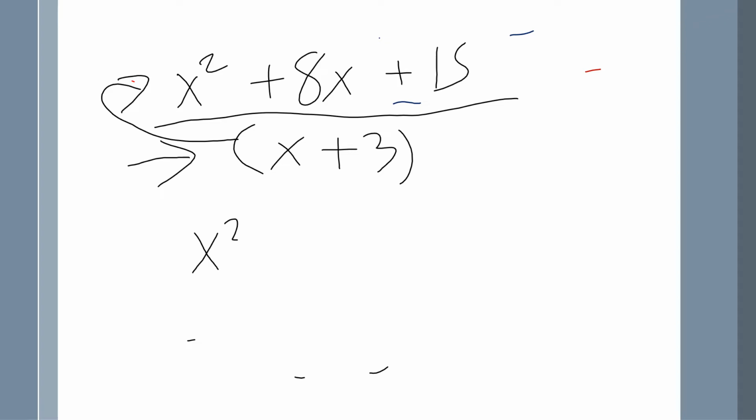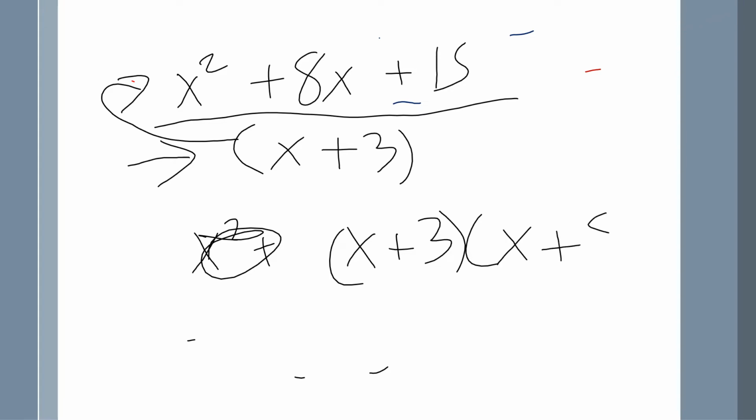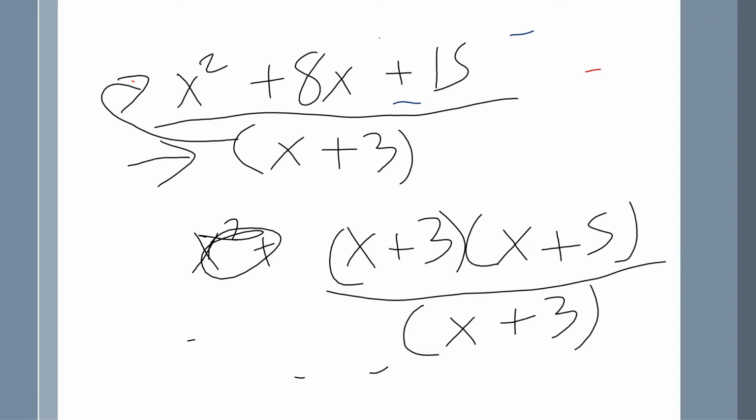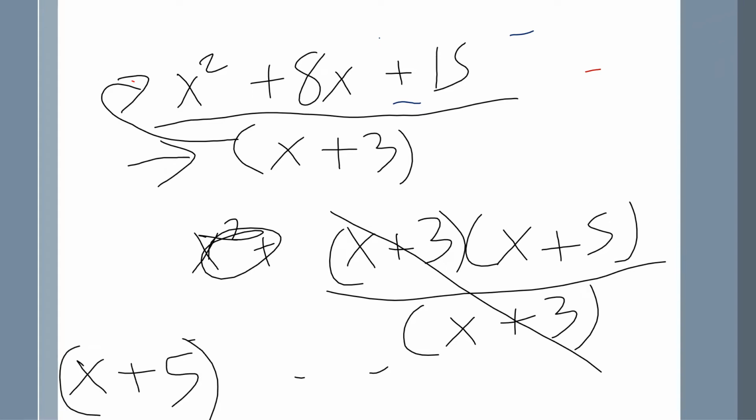So x plus 3, x plus 5 over x plus 3. Guess what happens? It cancels out again. Now you're left with x plus 5, just like that. If we do the long division method, we're going to get x plus 5, as we did in the previous problem. So if you're stuck, go back to the previous problem I just did. That's going to come in handy.